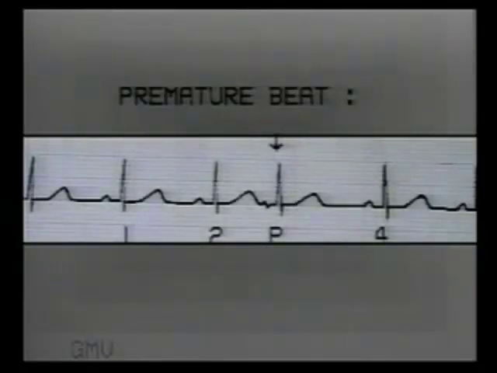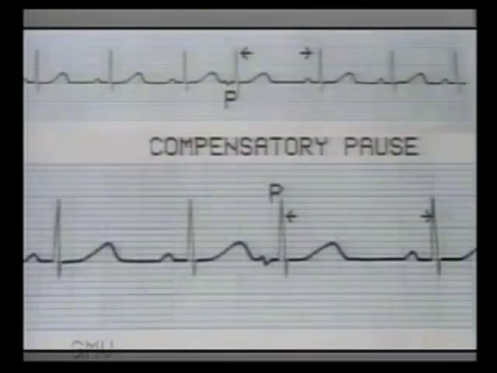In this strip, a premature beat has occurred after beat number 2. As a result, the expected sinus beat number 3 is missed and after a small pause, the next sinus beat number 4 comes and the sinus rhythm starts again. The pause between the premature beat and the next sinus beat is termed the compensatory pause, and it compensates for the early occurrence of the premature beat.